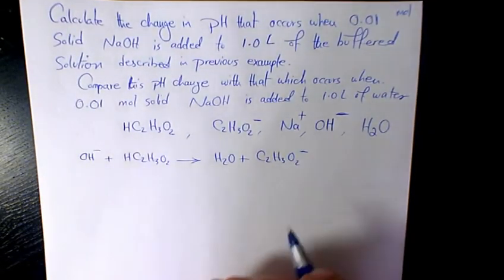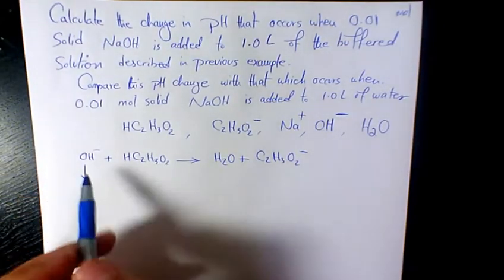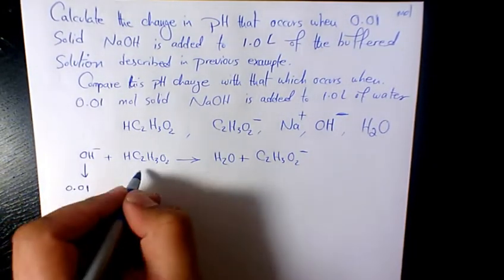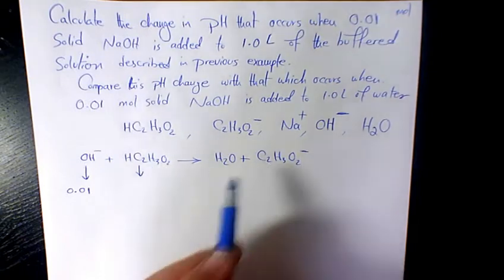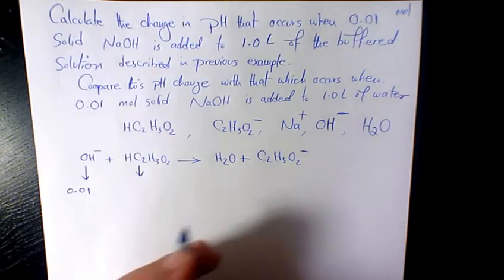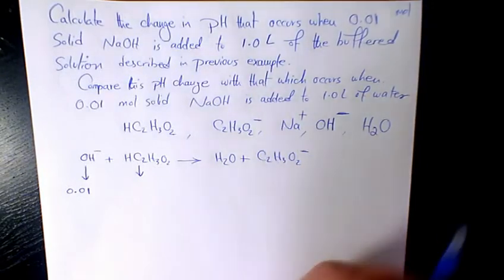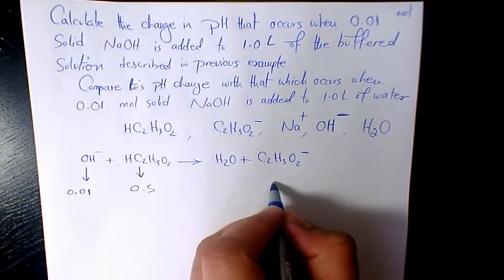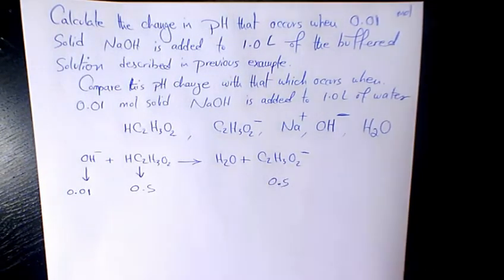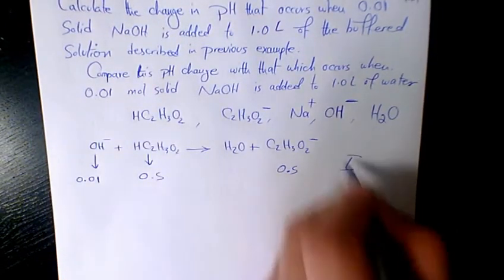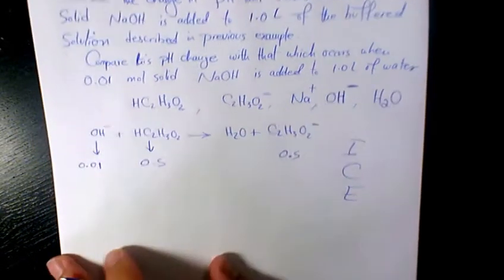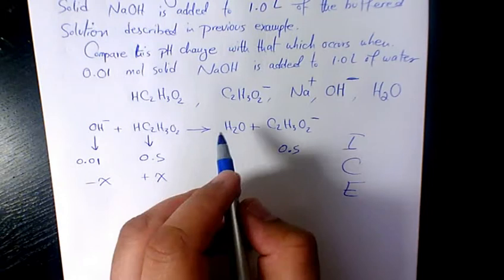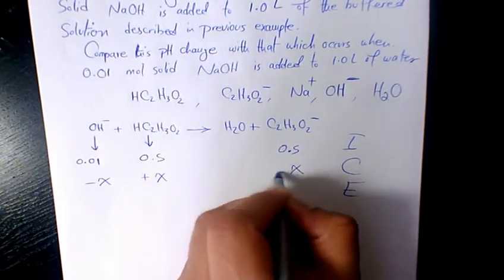Before we have this reaction, the number of moles of OH minus will be 0.01. The number of moles of acetic acid is 0.5, as we saw in the previous example, 0.5 molar. If we consider 1 liter, it means that we have 0.5 mole. And here, acetate, we have the same thing, 0.5 times 1, it's going to be 0.5. This is an ICE table. So then we're going to have negative x, plus x, and here we have plus x.